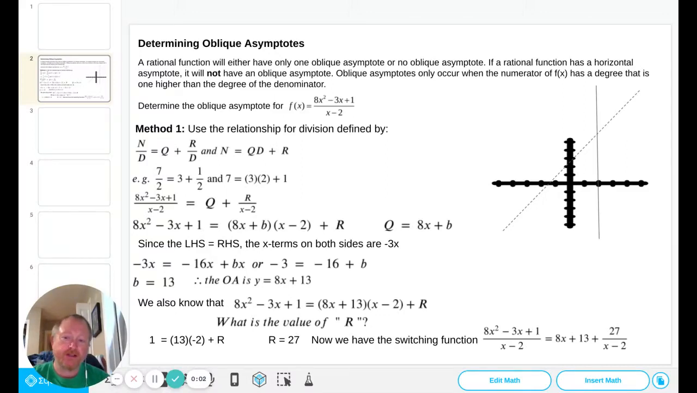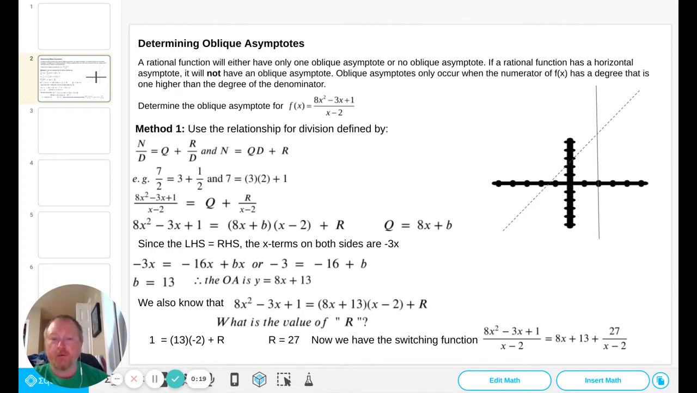I'm going to do a screencast today on oblique asymptotes. And what we're going to do is start with a function like this right here that you can see. I'm using my mouse to circle around it: 8x squared minus 3x plus 1 divided by x minus 2. And we want to come up with the oblique asymptote.